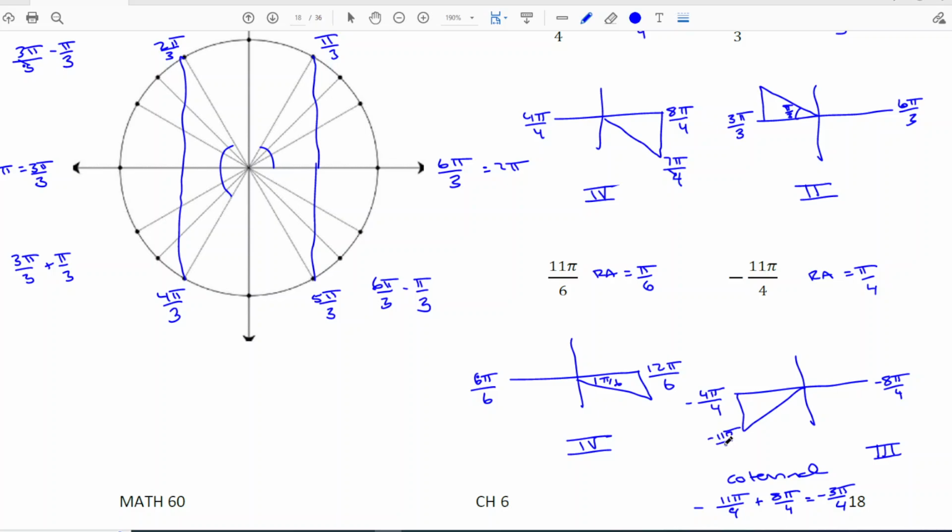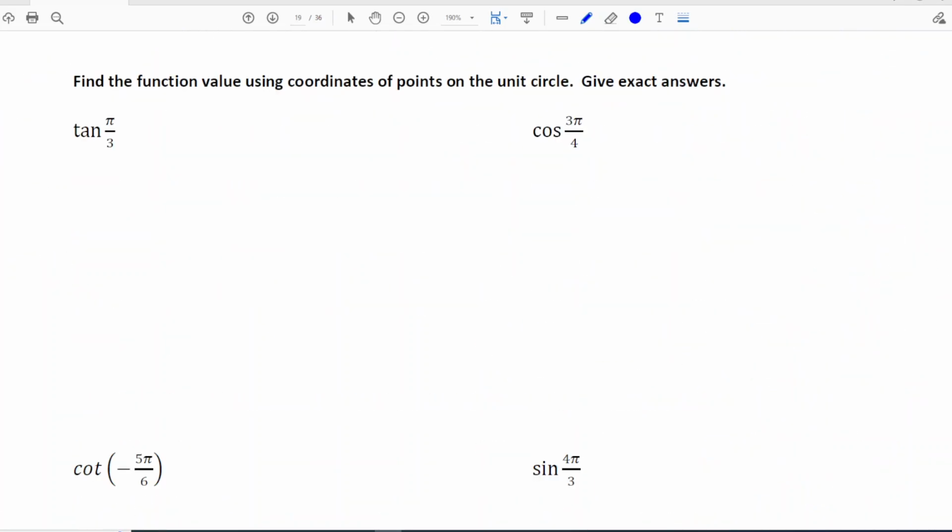So there's a couple ways of figuring out what quadrant you're in, but the reference angle part is quite straightforward. So now we can tie that all together. I just wanted to practice that little mini skill first, because the next thing we're going to do is find function values using coordinates of points on a unit circle, giving exact answers in radians. So if I asked you to find the value of tan of pi by 3, we already did this exact question earlier, and all we're going to do is make these ones harder.